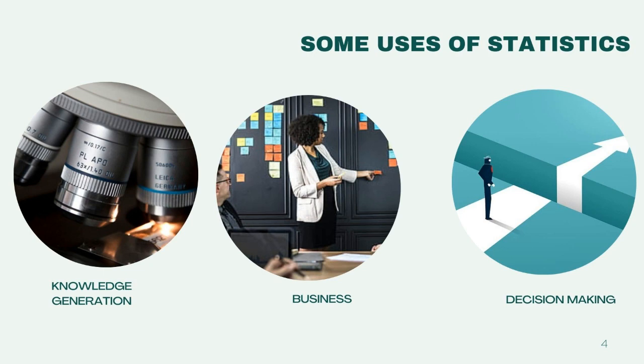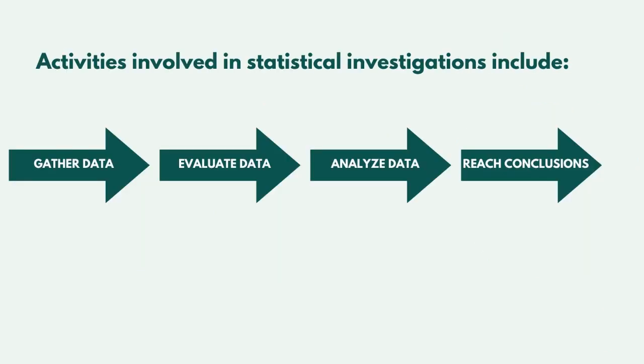There is a process by which we implement statistical evaluation. First, we gather the data, then we evaluate the data. After its evaluation, we analyze the data. Then we reach a conclusion on findings. We will discuss each activity in detail next.